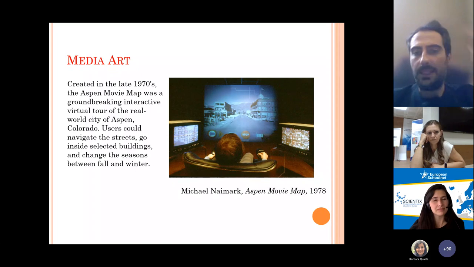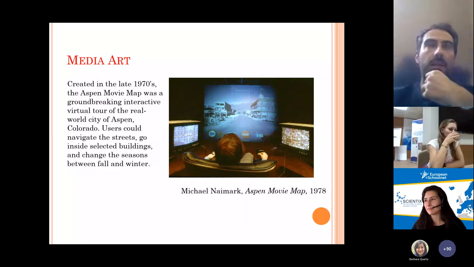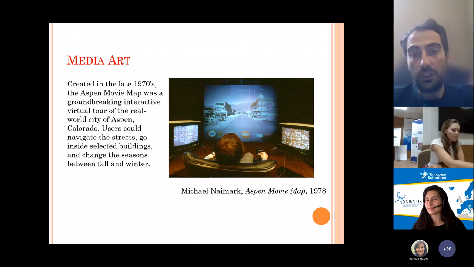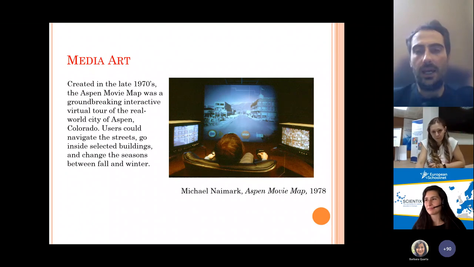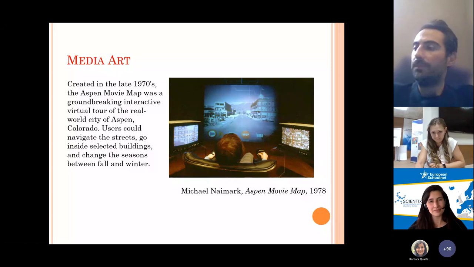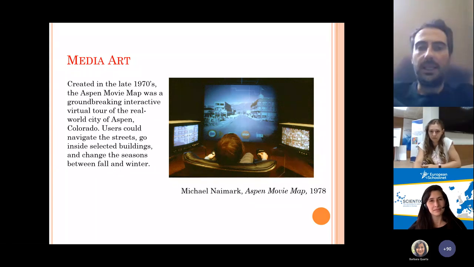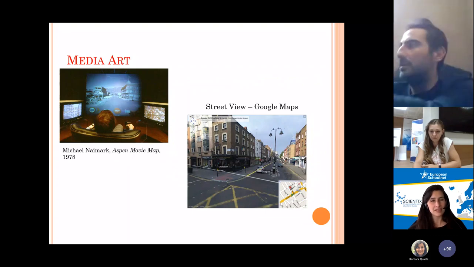So what happened here: Michael Naimark and Rebecca Allen were two artists invited by MIT at the end of the 70s by the engineer Lippman, a very important engineer at that time, and they had the opportunity to work in the engineers' team. They brought the idea of creating an interactive map of a city. They started to work on it, and then they created the Aspen Movie Map, which anticipated Google Street View by 30, 40 years.